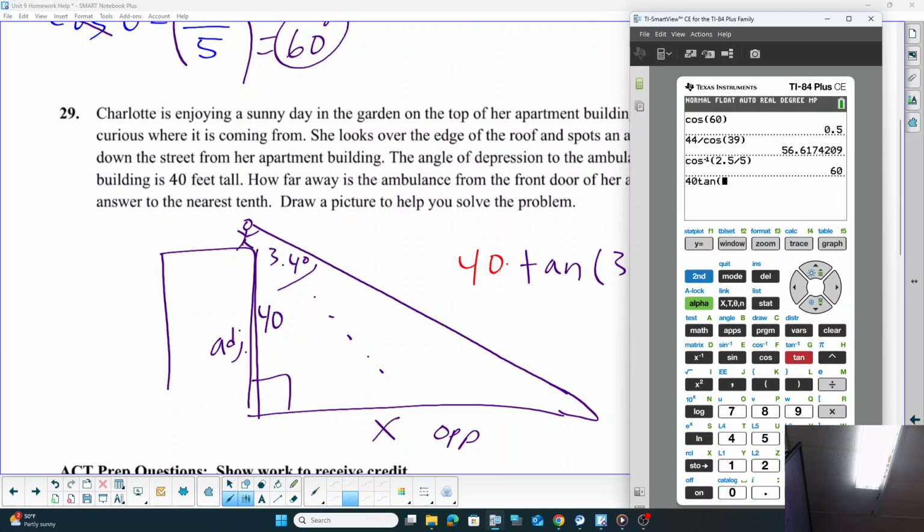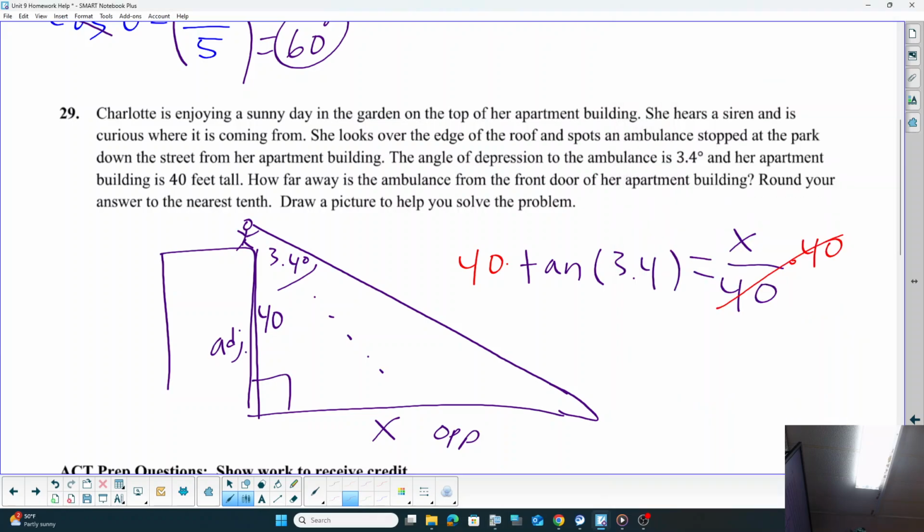So 40 times tangent of our angle 3.4 is going to give us approximately 2.376, which doesn't seem right, but we'll go for it. There we go. So that's 2.376. Round your answer to the nearest tenth. That's going to round up to 2.4. And that's going to be 2.4 feet. That doesn't seem very far. Maybe the building isn't as tall as you think. But that's what we're going to give you here.